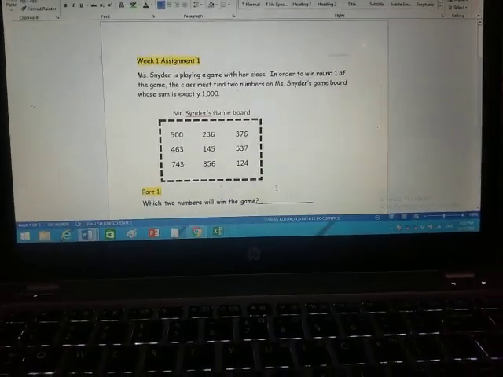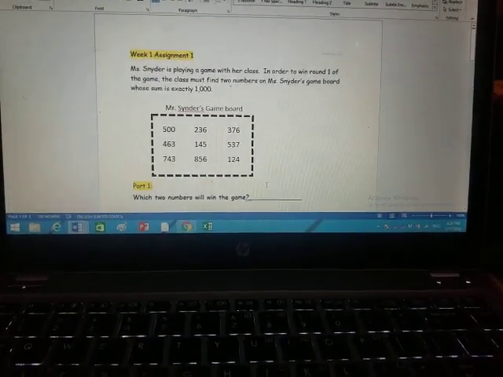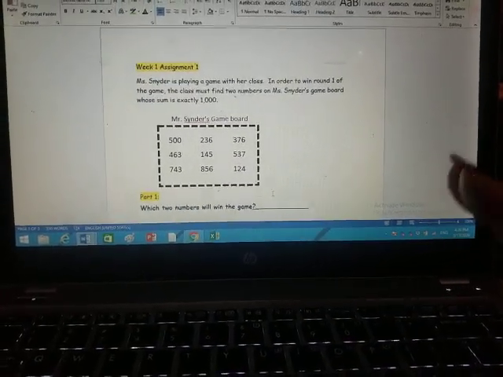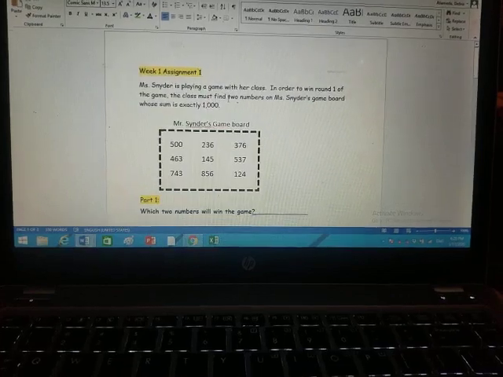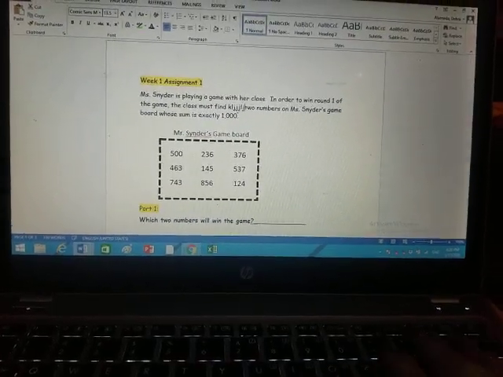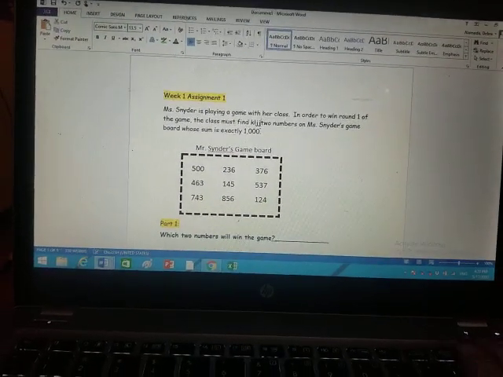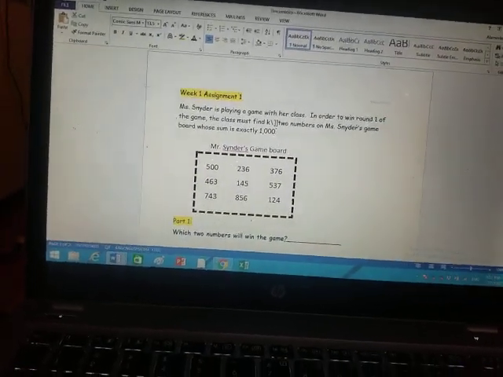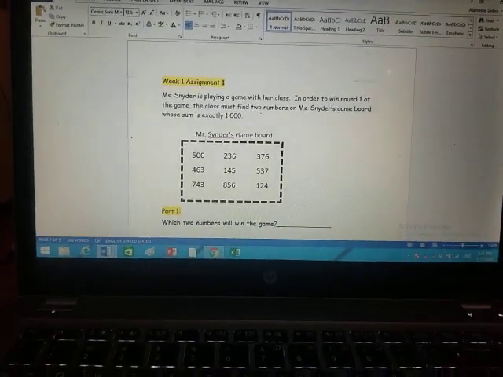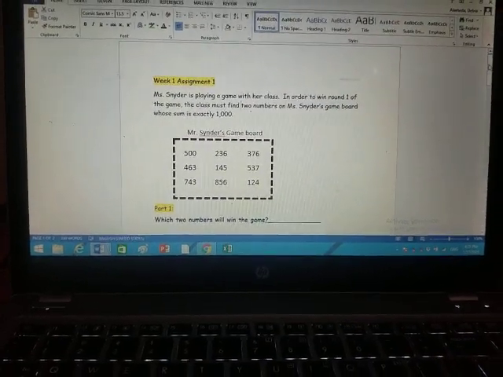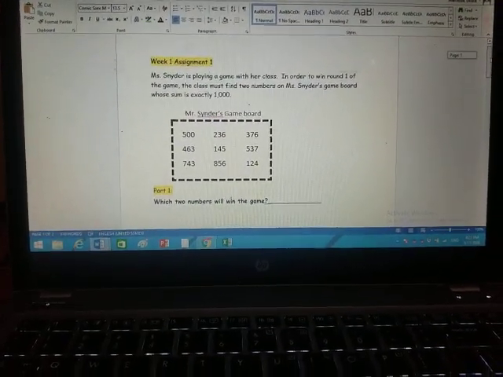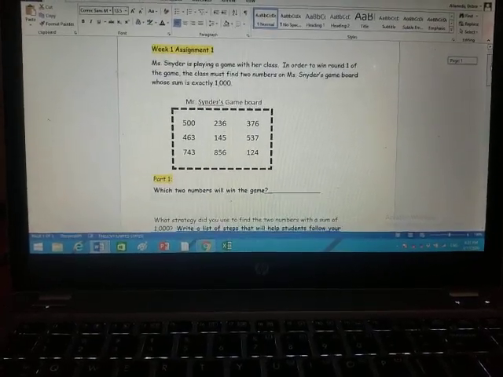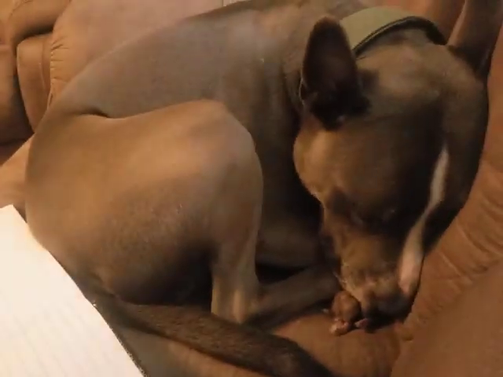So ask your parents, Mommy, Daddy, do you have an email from Miss Almeida? Yes, I do. Use this document because now, look, you can type in it, so you can upload it and it'll be easy for you. For this assignment, sorry, I'm recording and doing this at the same time. It says Miss Snyder is playing a game with her class. And as always, my dog is snoring.